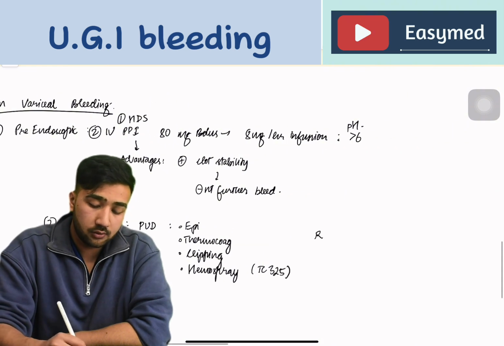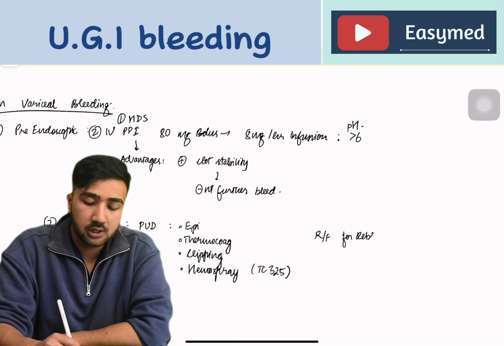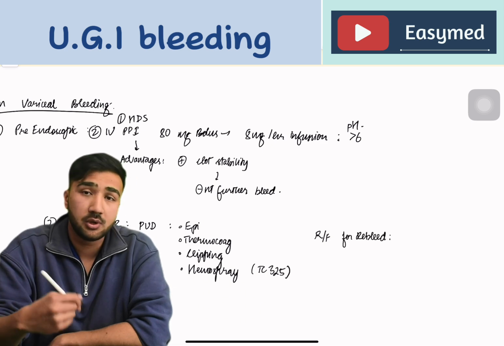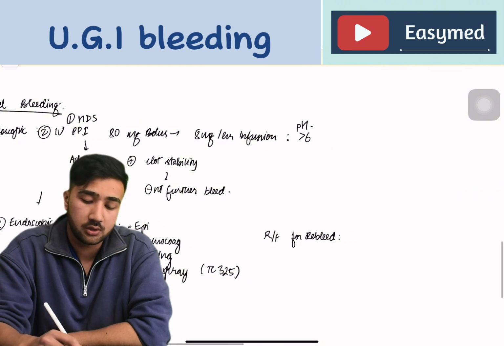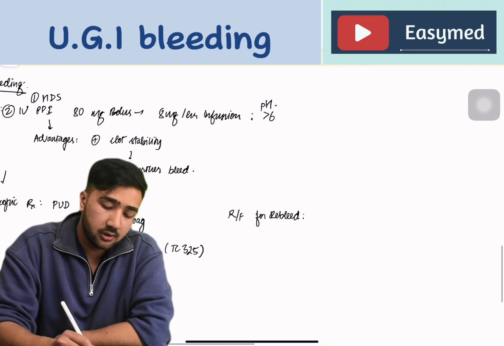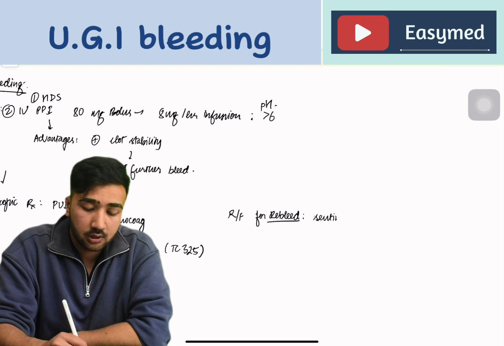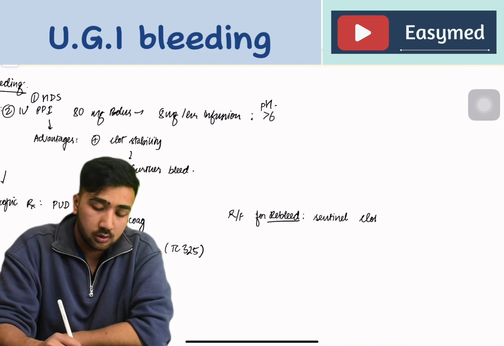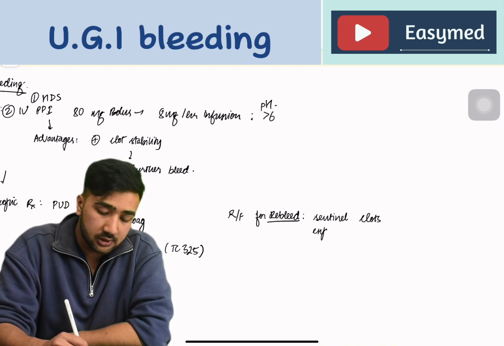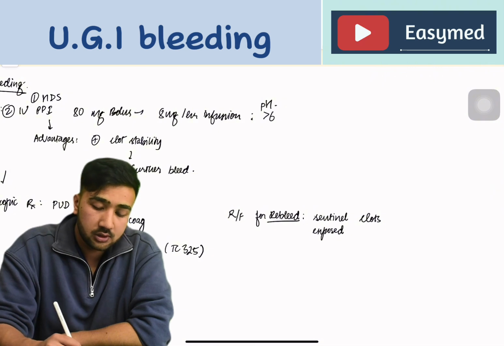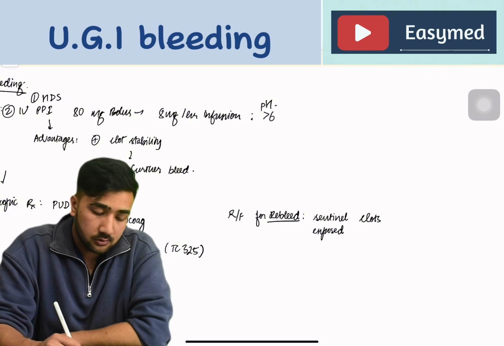Now we also have to know the risk factors for rebleeding. In such cases we have to be cautious, and we have to immediately do endoscopic retreatment. So the risk factors for rebleeding are if we see any sentinel clots during the endoscopy, or if there are any exposed blood vessels. In these conditions, we should always be cautious.